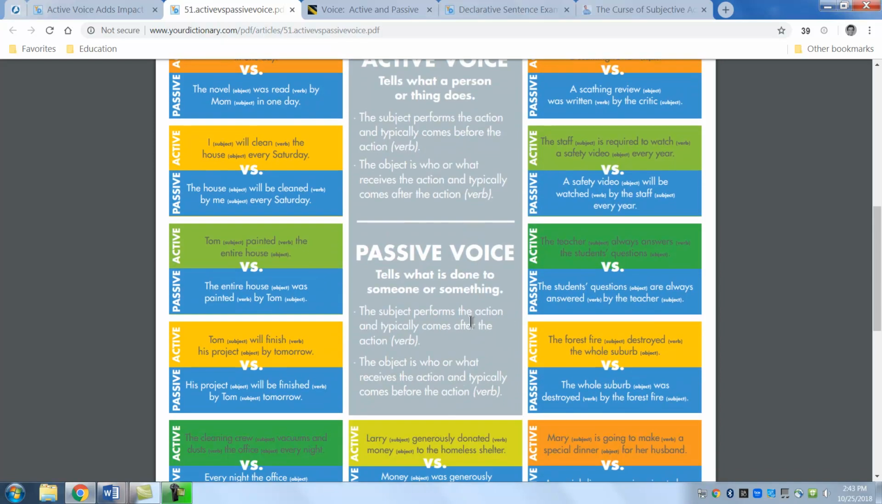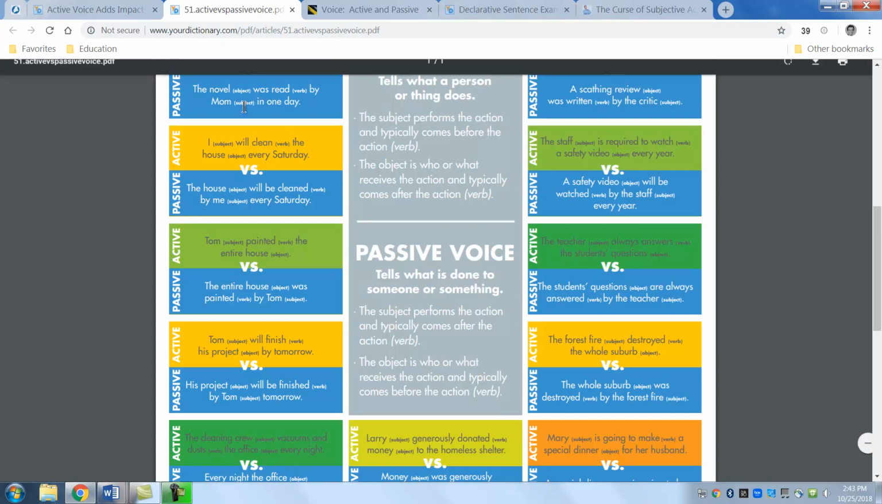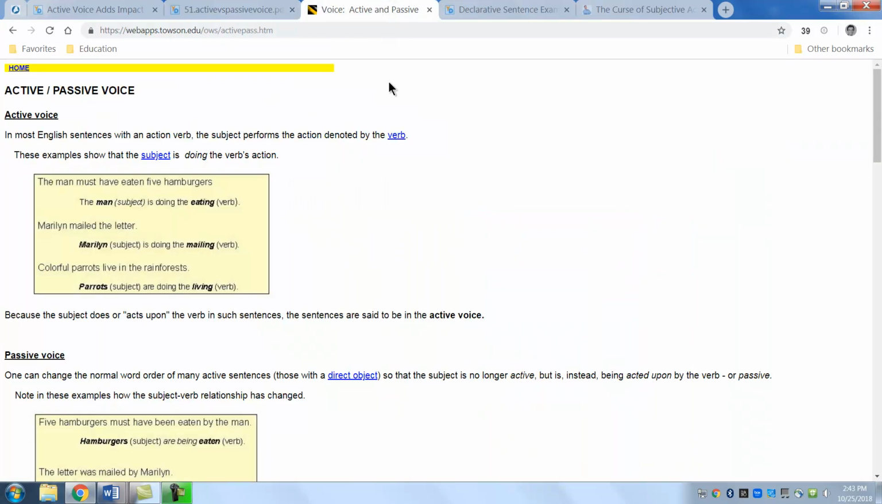Okay, the passive tells what is done to someone or something. So be careful. Now this does not mean you can't write a passive sentence or two, but it's much more powerful if you keep that to a minimum, almost to zero. Okay, so that's the active. I'll show you another one here, and this other thing will be available to you as an example.